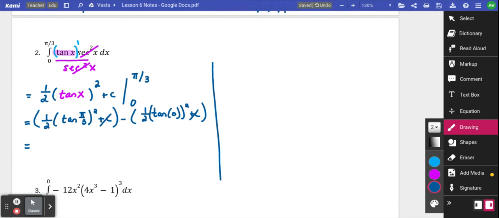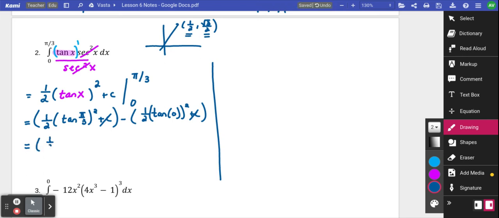Now, going back to what is the tangent of pi over 3, if I think about the unit circle, pi over 3 would have been this angle right here, and the ordered pair for that angle would have been 1/2 comma root 3 over 2. Now, tangent is y divided by x, so I'm going to take the y number and divide it by the x number, which means I'm going to get the square root of 3.